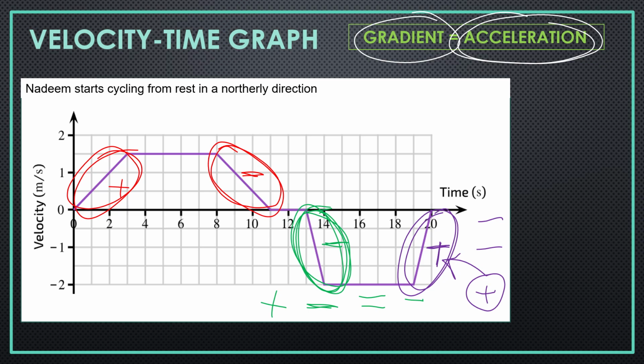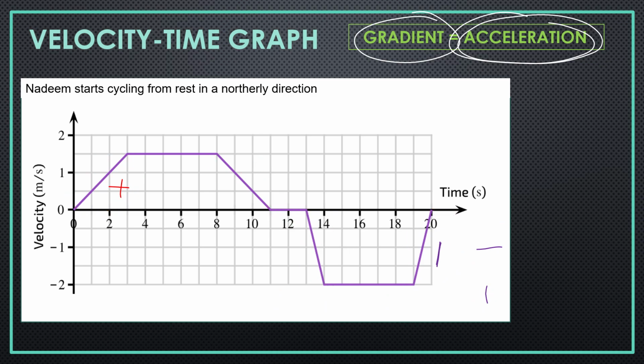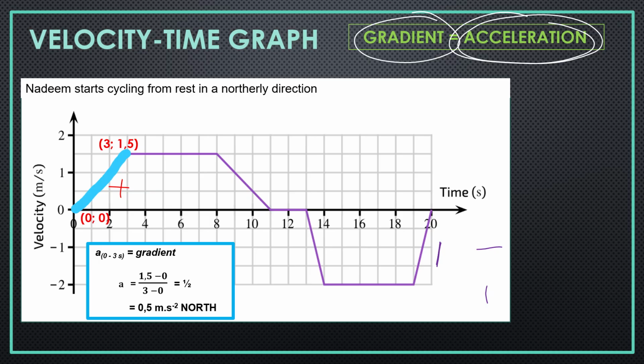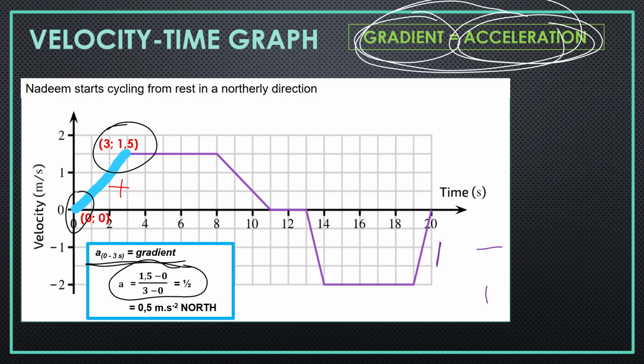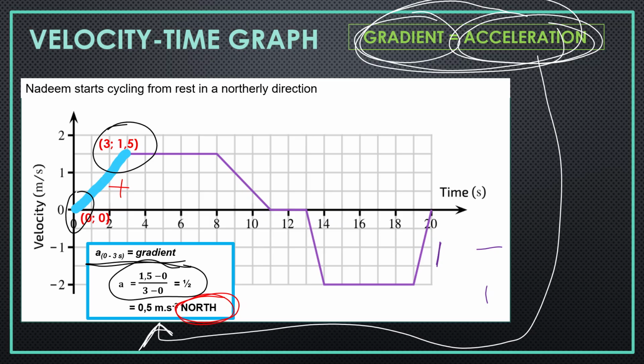So, if we start by asking you to calculate the gradient for the first type of motion from 0 to 3 seconds, you need to, just like any other mathematical gradient calculation, get your two coordinates. So there's my two coordinates, x1, y1, x2, y2. You calculate the gradient, guys, and this is just pure mathematical skills. Now I got the gradient as 0.5 meters per second. Remember, very important, the gradient of a velocity time graph is equal to the acceleration. So the unit for acceleration is meter per second squared north. And because you get a positive answer, it means that your acceleration is north.